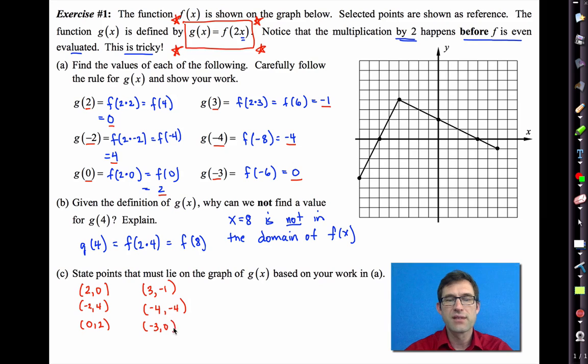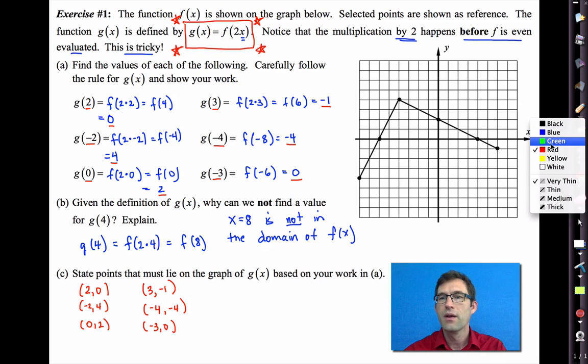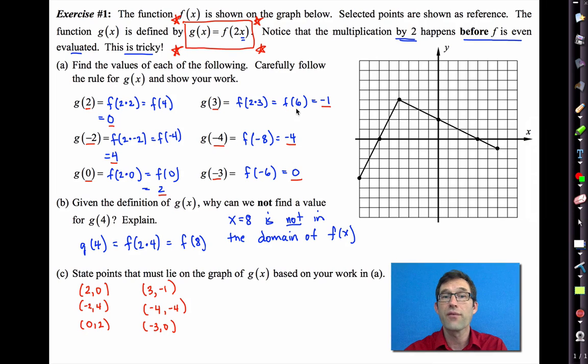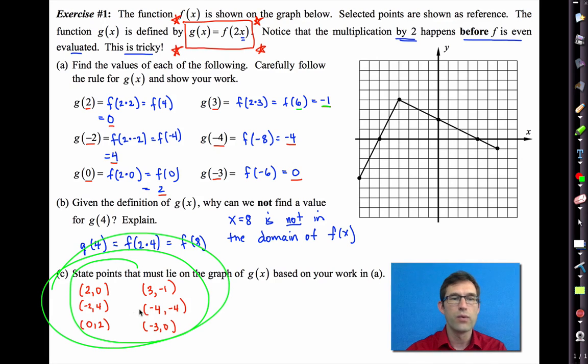And I really want to emphasize that because I could see some people coming along and saying, let's take this point, for example, oh, I've got 6, negative 1. No, you don't. The input was 3, the output was negative 1. That f was just part of the rule. It's not the input-output pair. So these 6 points have to lie on the graph of g of x. All right, we're going to graph it on the next screen. So pause the video now if you need to and copy down anything you have to.